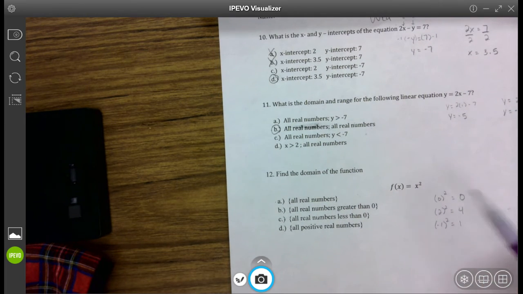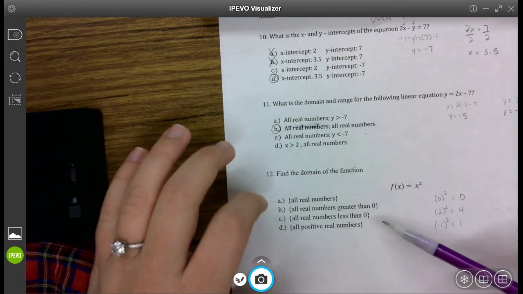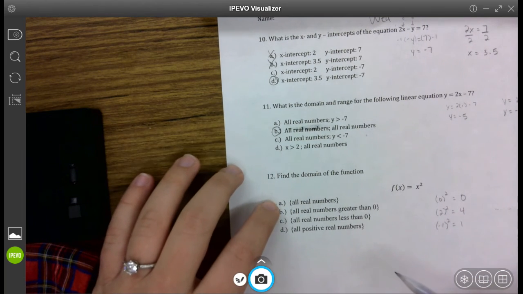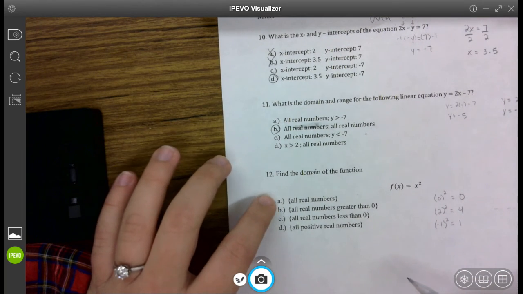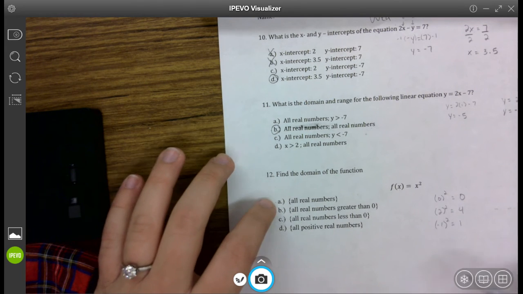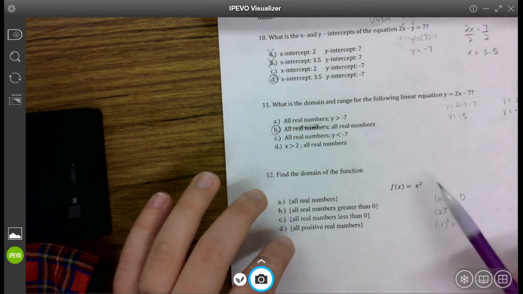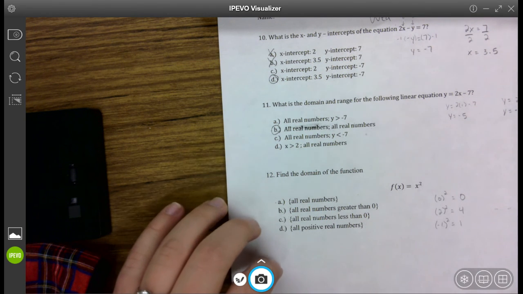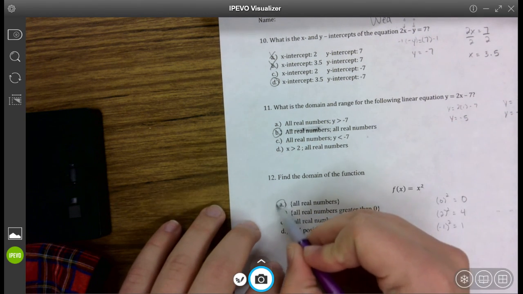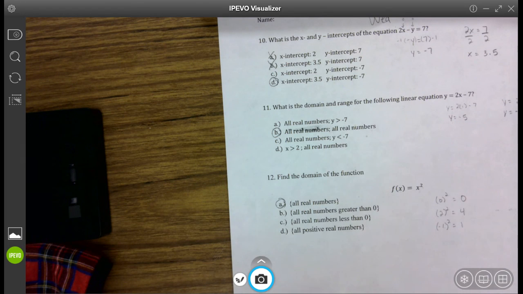So if we look here, just like up above for our domain and range, we end up actually using all real numbers again because it's still going to give us an answer. And when you plug in any negative into an x squared, it will automatically give you a positive answer. So all real numbers is the correct answer for that one.